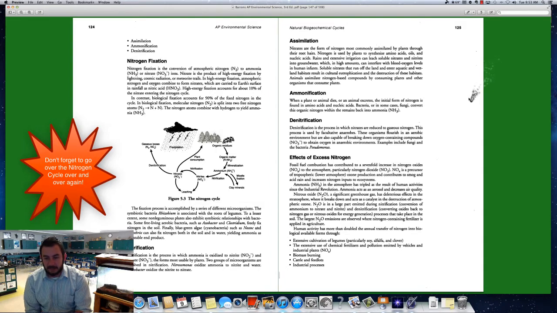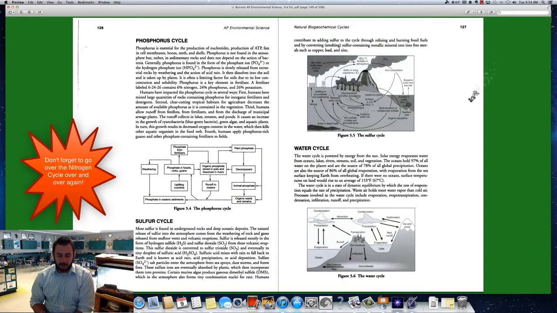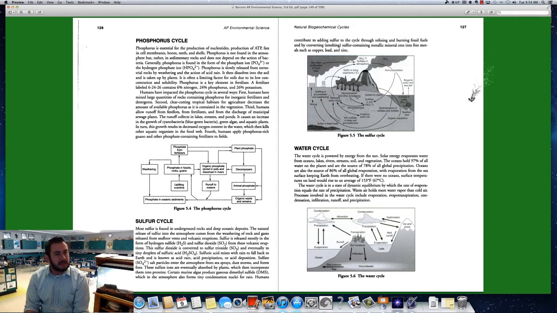Industrial processes and extensive use of chemical fertilizers have all led to excess nitrogen in areas where it's not normally seen. So that is the small gist of the nitrogen cycle. The next one is the phosphorus cycle, and this is a relatively easy cycle. For the most part, it's very short and sweet.